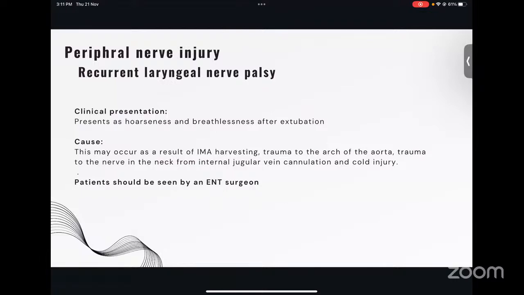Recurrent laryngeal nerve palsy. This may occur as a result of internal mammary harvesting, trauma to the arch of the aorta, for example during cannulation, trauma to the neck from internal jugular vein cannulation, or pressure injury from malpositioning of the endotracheal cuff, and may be caused by cold injury. The patient will present with hoarseness and breathlessness after extubation. To manage this patient, they should be seen by an ENT surgeon.